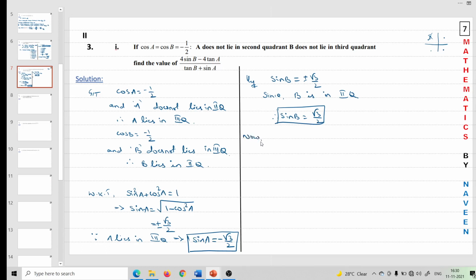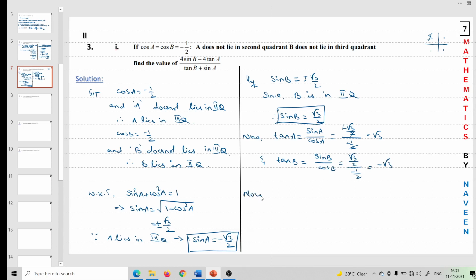Now tan A is equal to sin A by cos A. What is the sin A value? Minus root 3 by 2 by the cos A value, minus 1 by 2. The 2 gets cancelled, minus minus gets cancelled. So simply root 3. This is the tan A value. And tan B is equal to sin B by cos B. What is sin B? Root 3 by 2 by minus 1 by 2 is nothing but minus root 3.